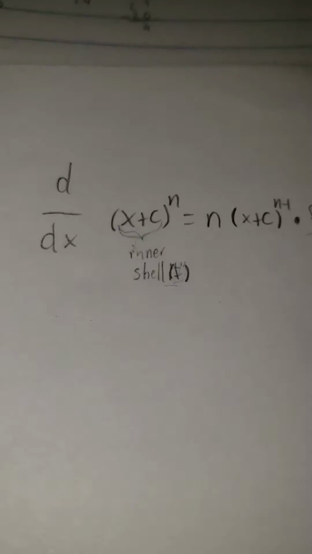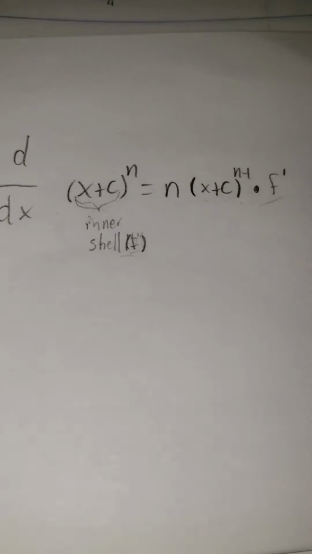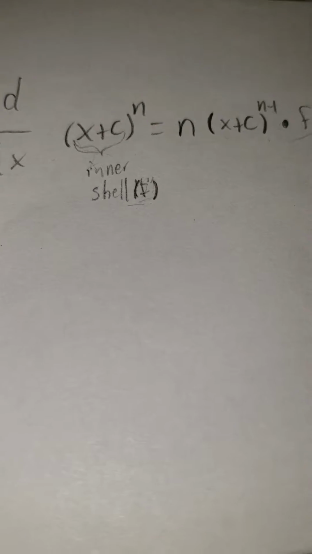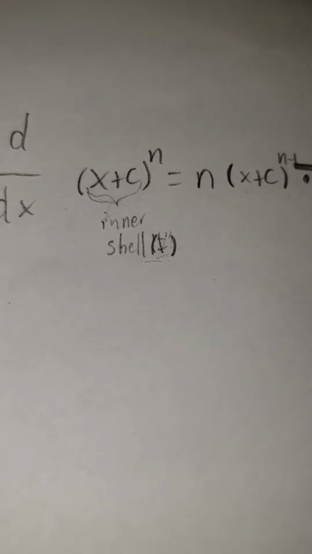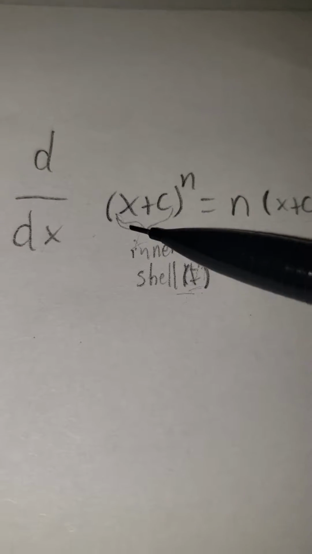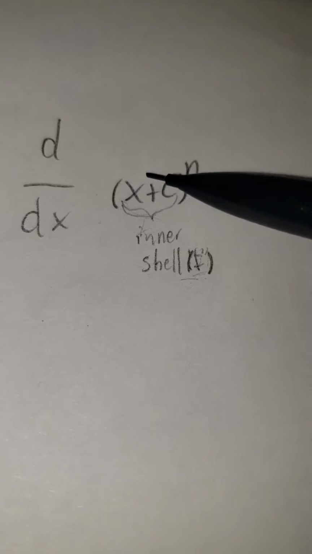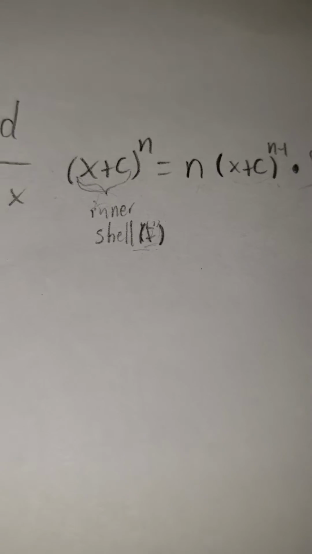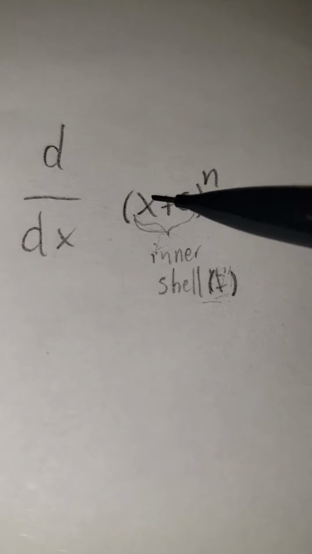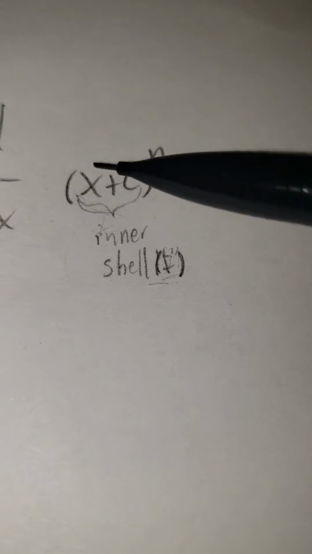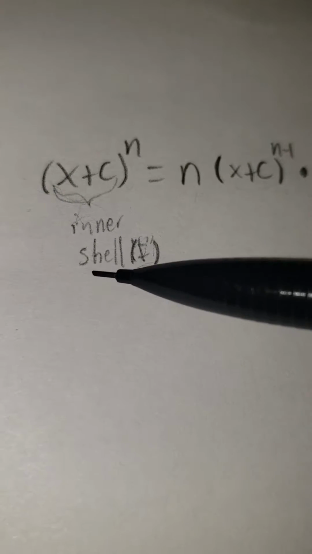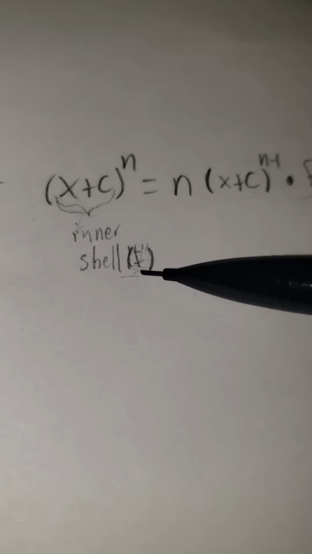To give you an idea, this is the overall equation, where the derivative relative to dx of this equation, x plus c, this can be anything. It's just meant to be a factor within the parentheses here, to the power of n. Now, what's in this parentheses is also important, so I've put it into a, so to speak, inner shell, which I will be labeling with the variable f.